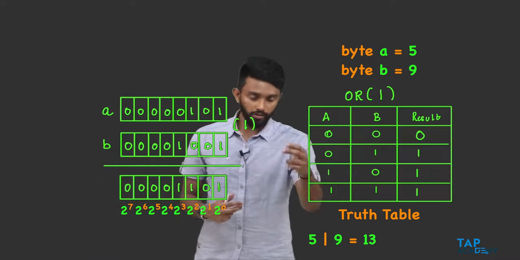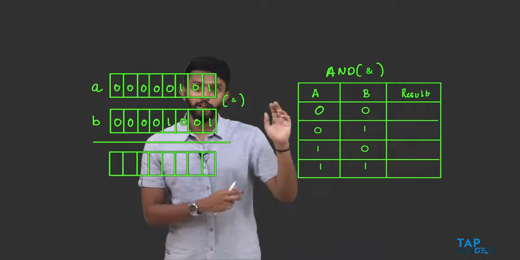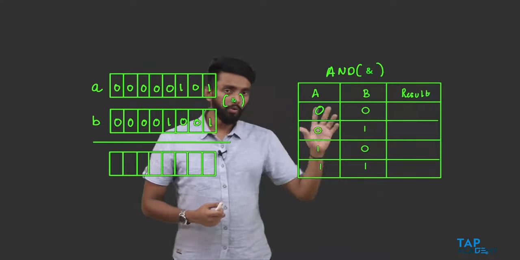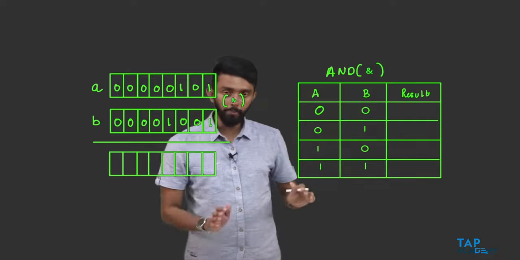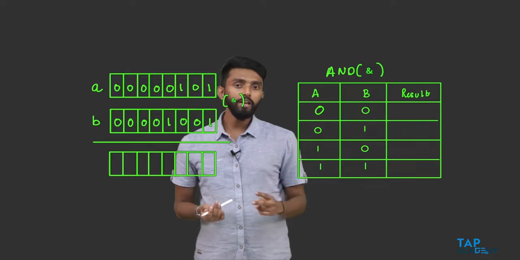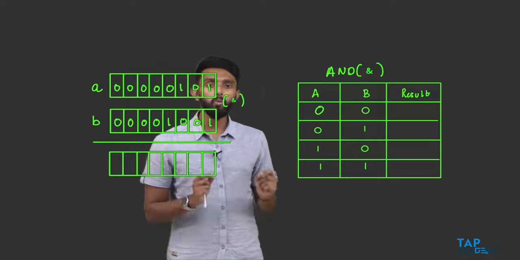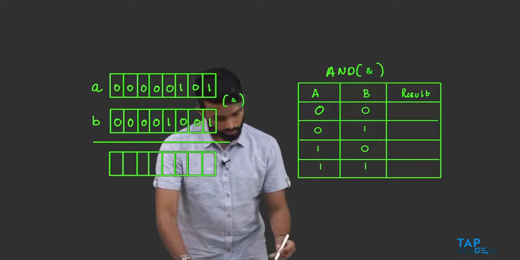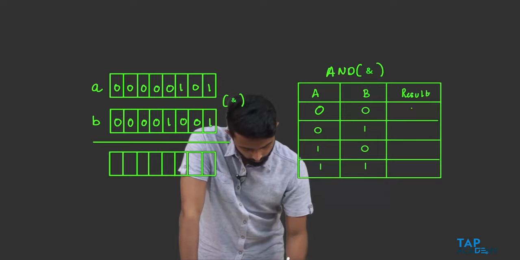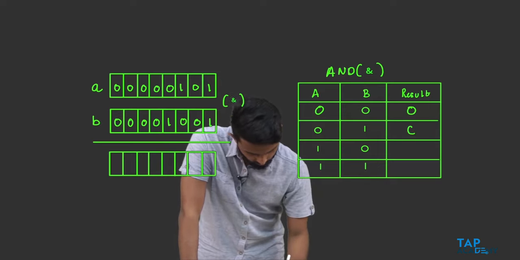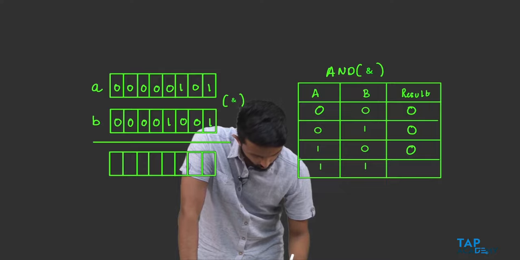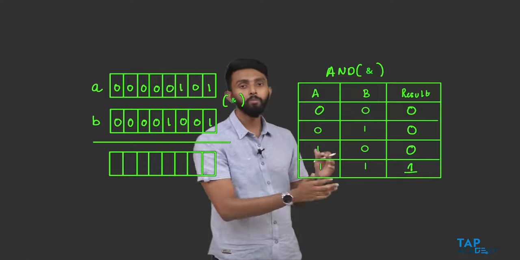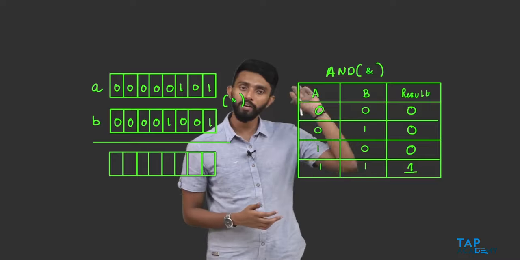Similarly, let us look at the next operator, which is the AND operator. I have the truth table here with me. If you look at the truth table, the result part has been left empty. Now, AND means only if both the bits are 1, the result will be 1. Everything else will be 0. 0 and 0 is clearly 0, 0 and 1 is 0, 1 and 0 is 0, 1 and 1 is 1. Only if both are 1, then it is 1, the rest is 0.